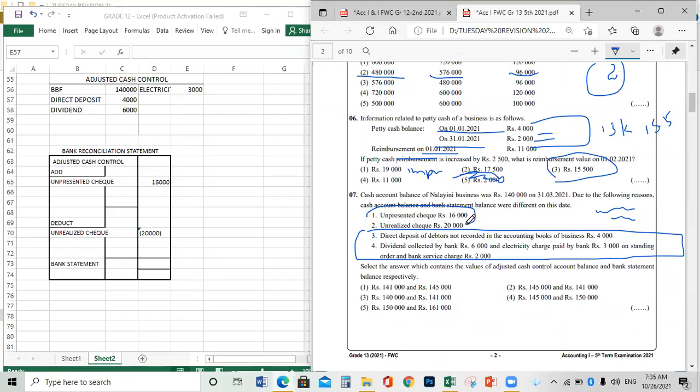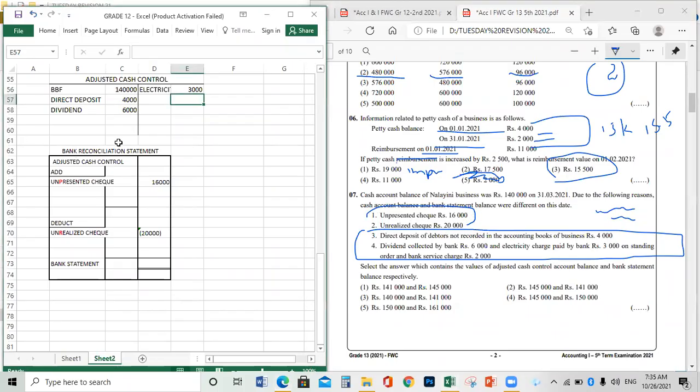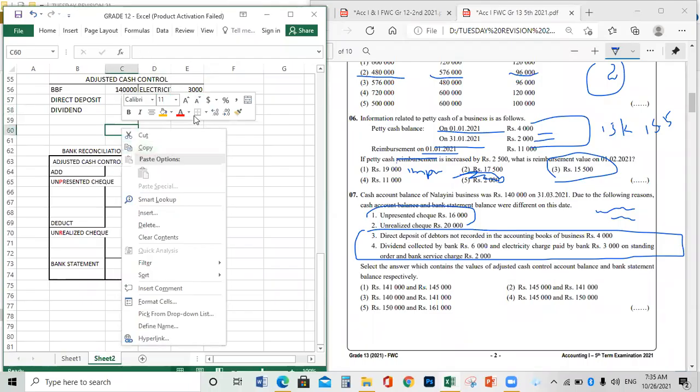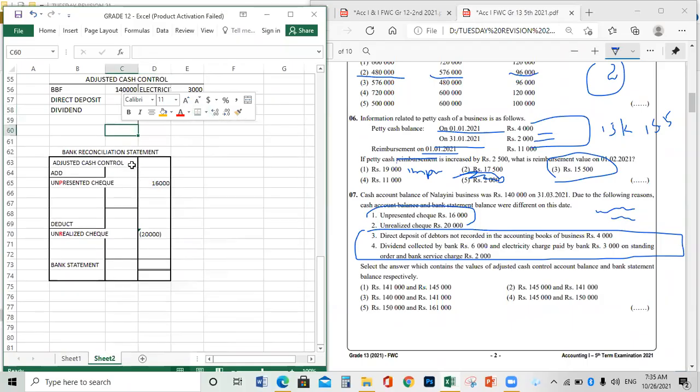These two are timing differences, which are recorded in the cash control, not recorded in the bank statement. That's why you have to record. Okay, then they say, guys, this bank service charge, that is the bank charge. Bank charge will reduce your cash control. That is 2,000. That is 2,000. So guys, we are done. So this was a very easy and direct question.